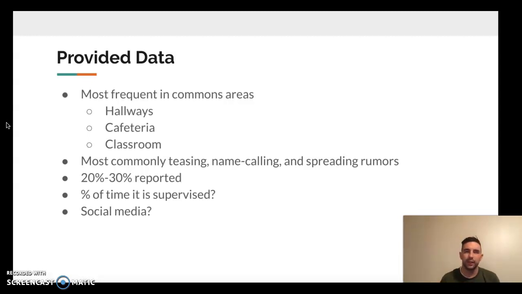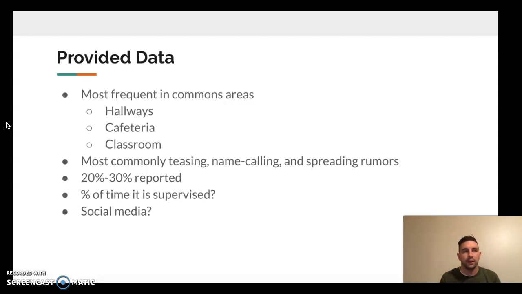The interesting thing is, outside of the cafeteria, maybe, the classroom and hallways should be pretty highly supervised areas. And so I thought that was an interesting stat. It didn't surprise me, I guess, but it was interesting to just pause and reflect on when you then take that next bullet into account, where most commonly the bullying that's happening goes under the category of teasing, name calling, or spreading rumors, these verbal things that I guess shouldn't be flying under the radar of supervised areas.